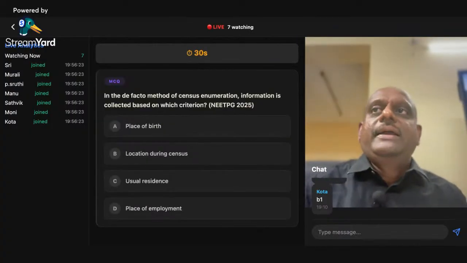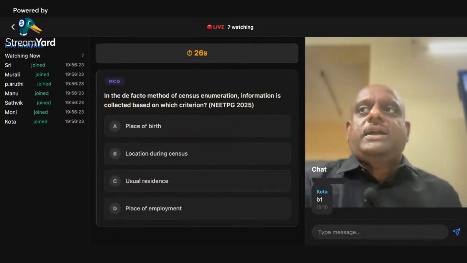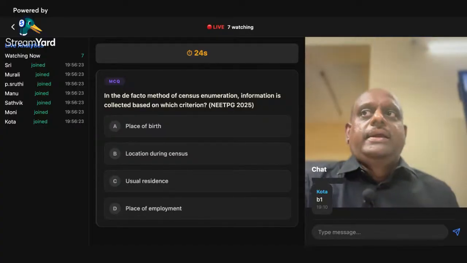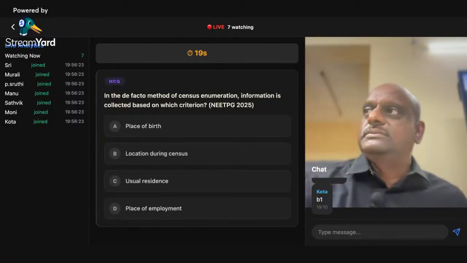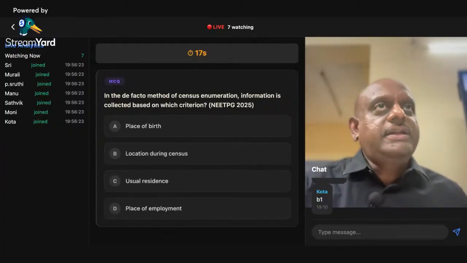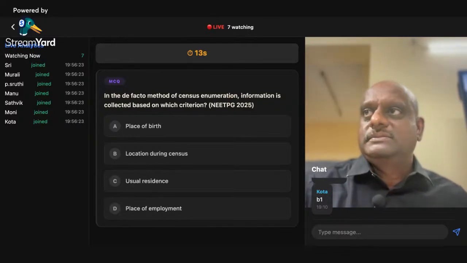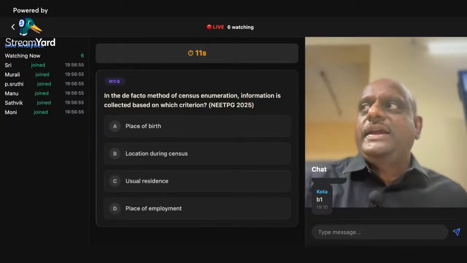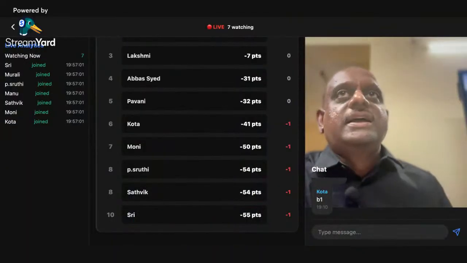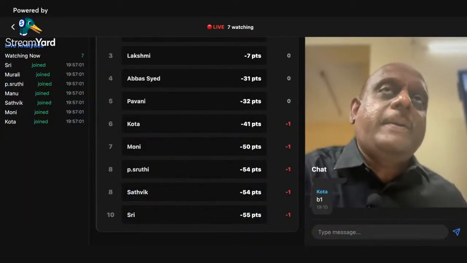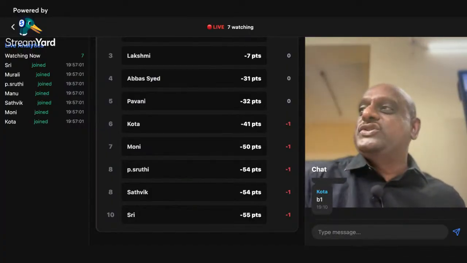Next, in the de facto method of census, information is collected based on what? Is it residence, place of employment, place of birth? Let's see, what do you guess? It is the location during the census. If you are preparing for NEET PG in Padmanabha Nagar, your census will be counted here, not in Surabhi College.